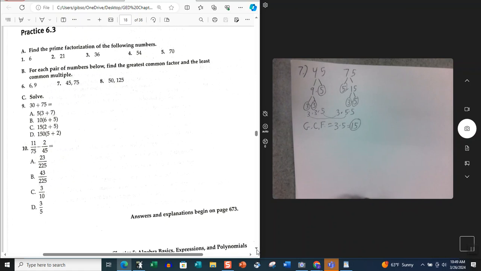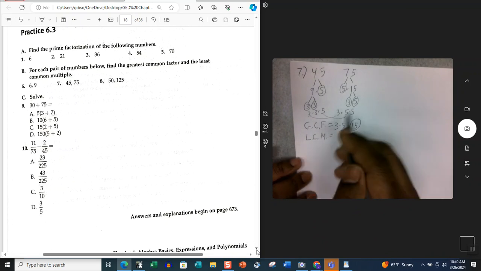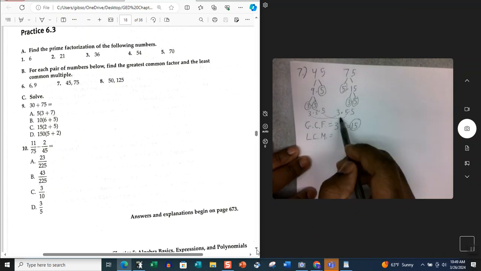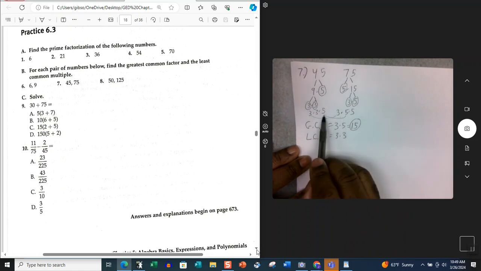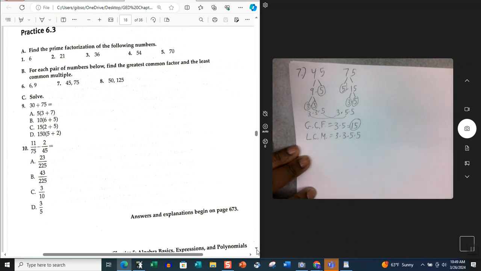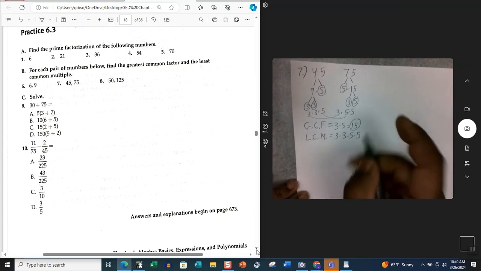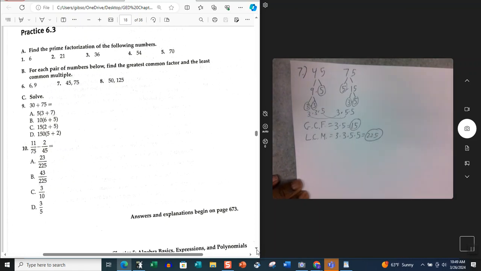All right, now we move on to the least common multiple. So what we would do here, we had 2 3s and 1 3 here. So 2 3s will go here. We have 1 5 here and 2 5s here. So then it'd be 2 5s. So now what we would do is multiply this out. And this will give us 225 as our least common multiple.